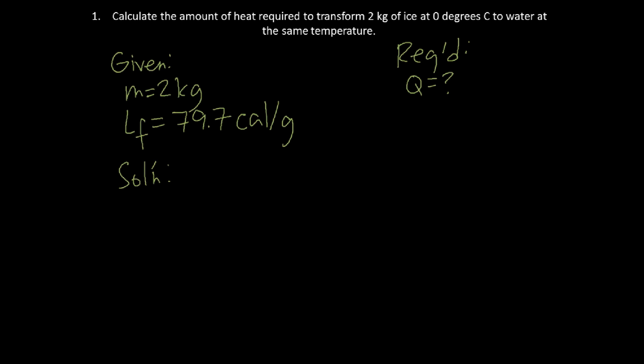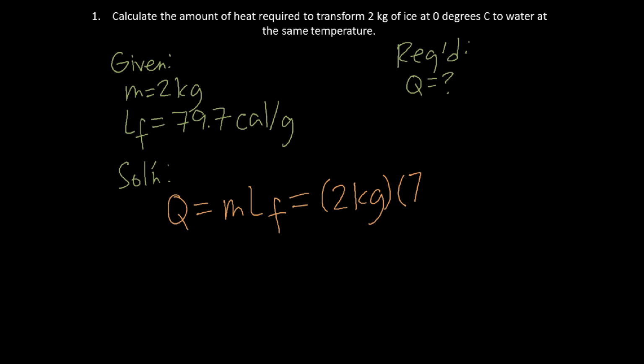So we're just going to use the formula that we had seen in the first slide, and that is mass times the heat of fusion. Next, we're going to substitute the values. That is 2 kilograms times 79.7 calories per gram.